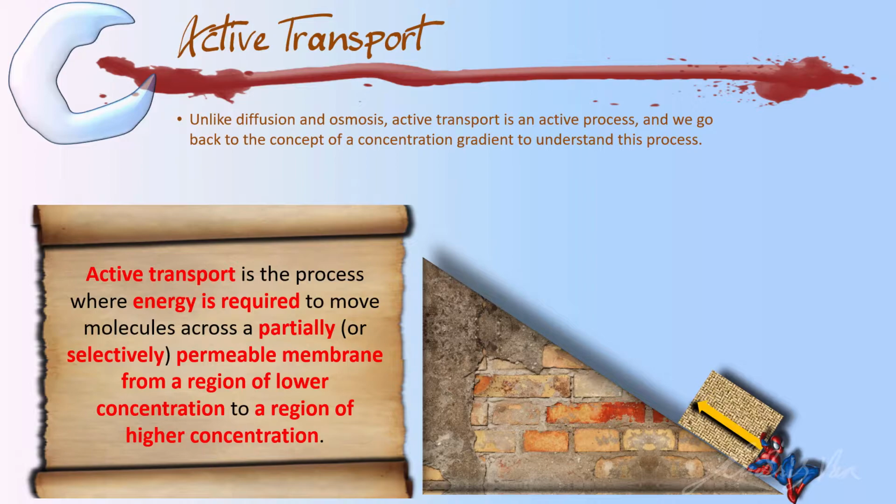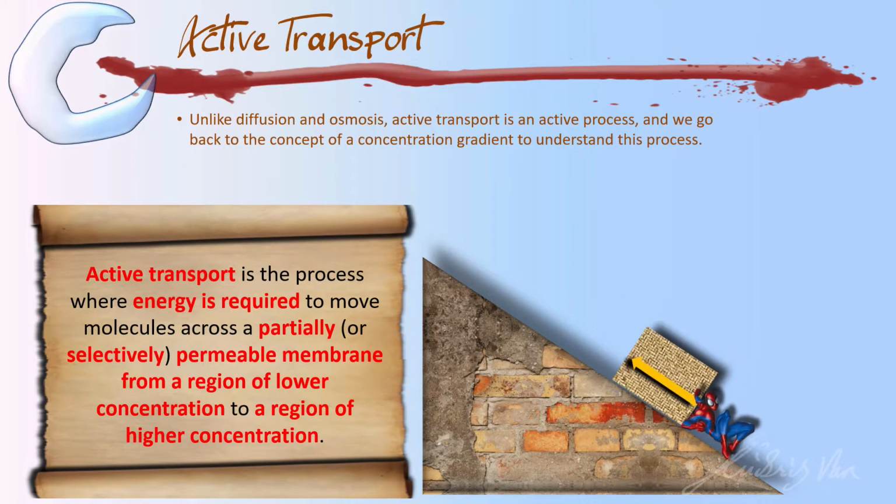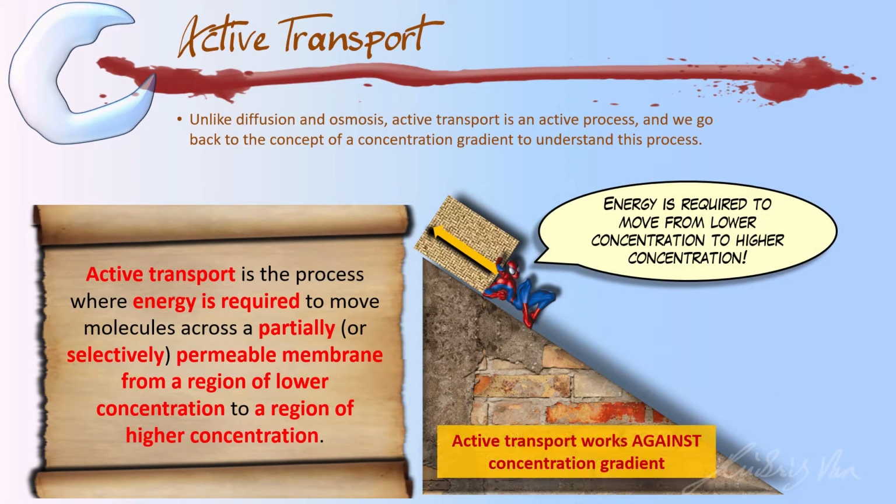So below is the definition. Please copy this down inside your notebook. Active transport is the process where energy is required to move molecules across a partially permeable membrane from a region of lower concentration to a region of higher concentration, like what the Spider-Man is doing. So energy is required to move from lower to higher concentration. So active transport will work against a concentration gradient.